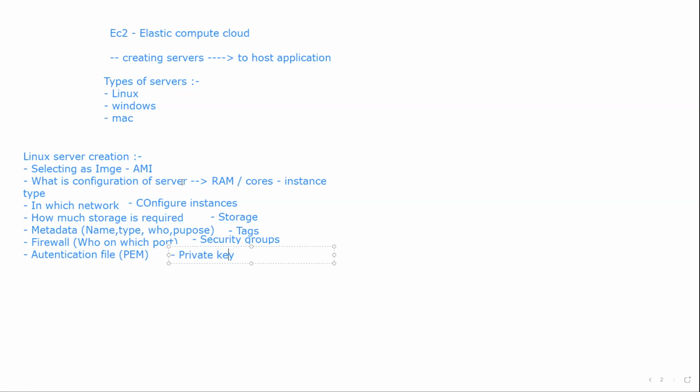Does anyone have any doubts or questions regarding all these steps: AMI, instance types, configure instances, storage, tags, security key, and authentication mechanism? Anyone having any questions here, please do ask me.